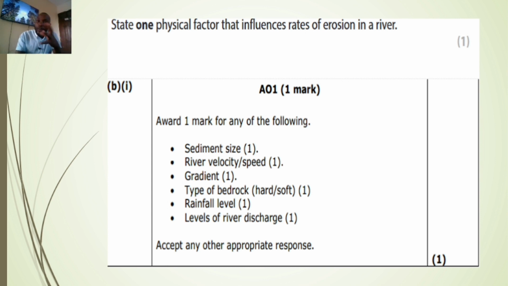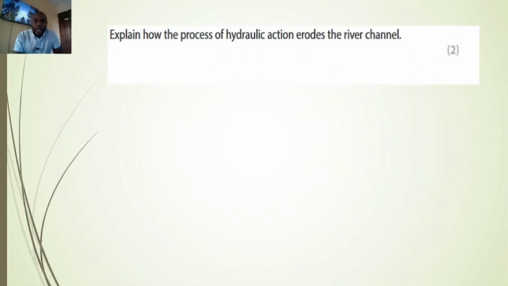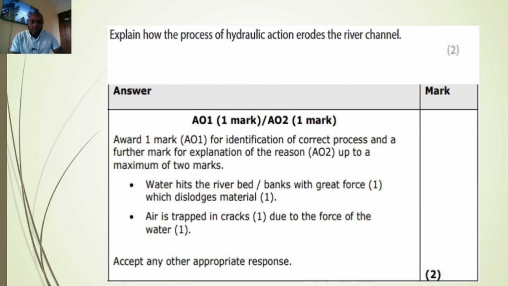Factors that influence rates of erosion, factors that influence rates of deposition, factors that influence rates of transportation: the same things, but with different explanations. So make sure you understand them fully from what we've just discussed. Now, explain how the process of hydraulic action erodes the river channel. Guys, you know this. I've told you, the force hits the rocks, it enters into cracks and then breaks it down. That's all. So you have this: water hits the riverbed or banks with great force, which dislodges material. Air is trapped in cracks due to the force of the water, and then it breaks. You get your 2 marks there.